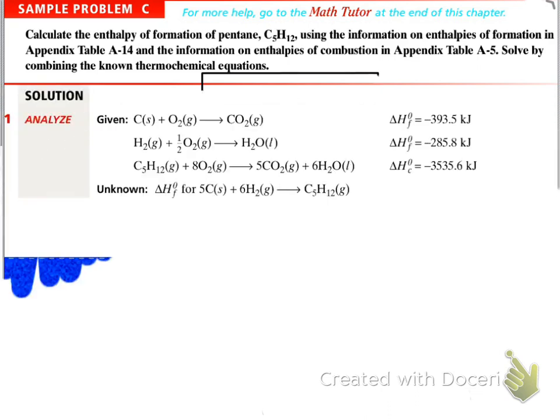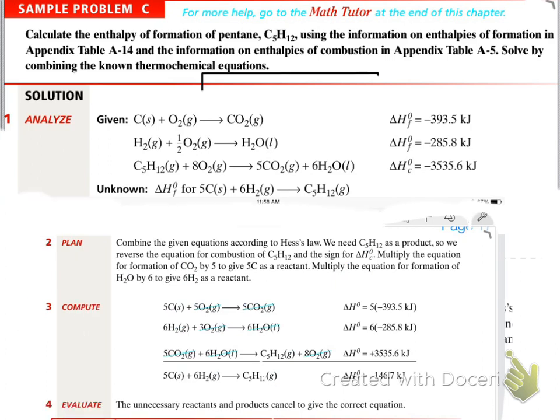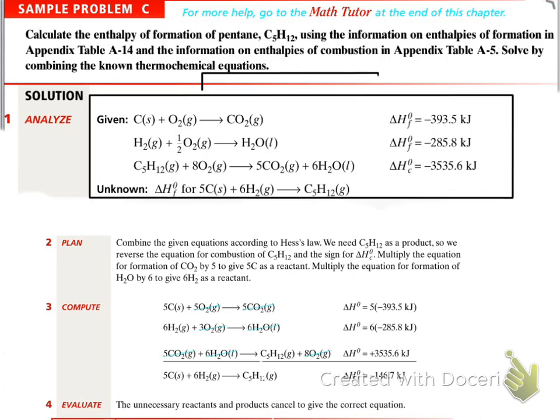Okay, welcome back. Let's go through this. These problems are in the book, but here we go. We use Appendix Table A14 and Appendix Table A5 in the back of the book to figure these out. So given the formation of carbon dioxide from its elements carbon and oxygen, carbon as a solid plus oxygen as a gas yields carbon dioxide gas, and it releases 393.5 kilojoules.